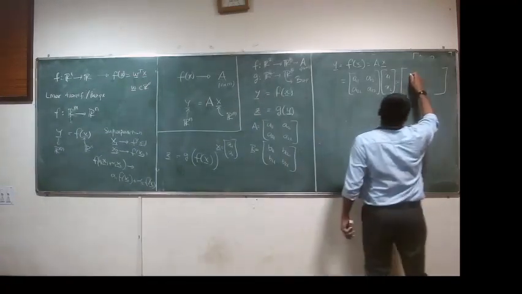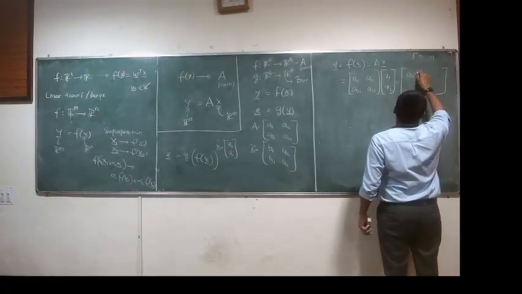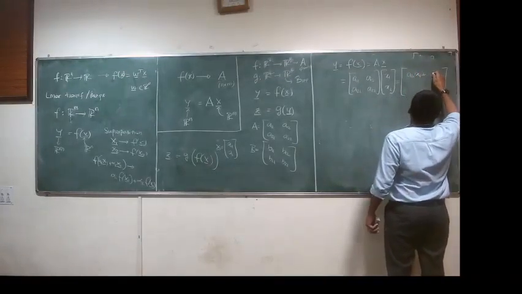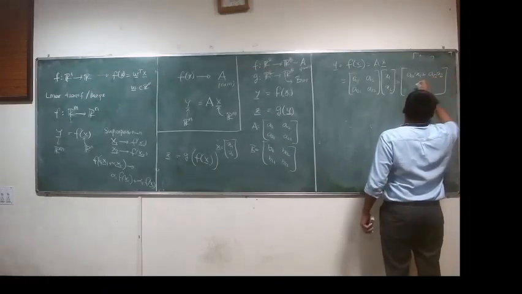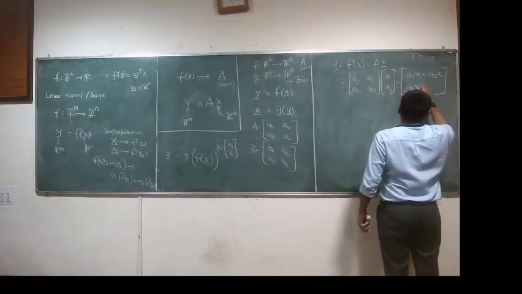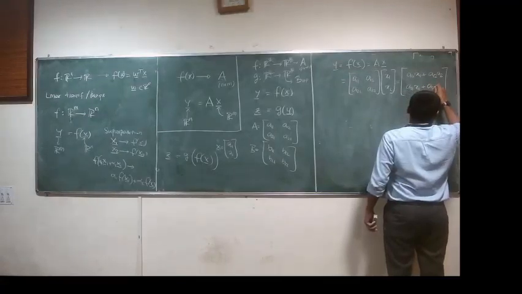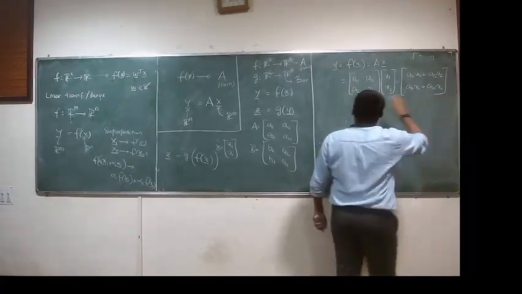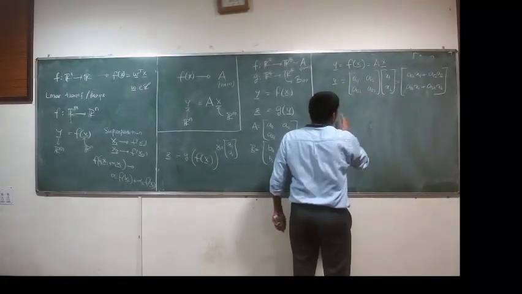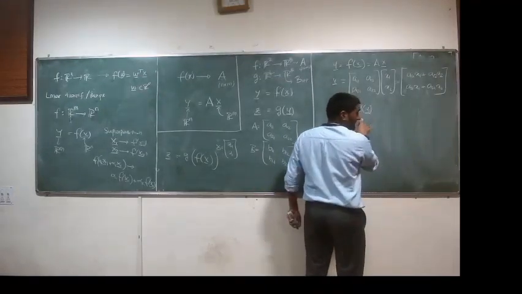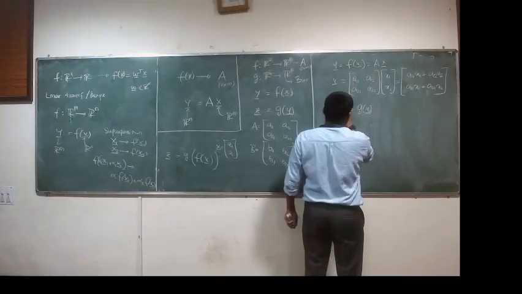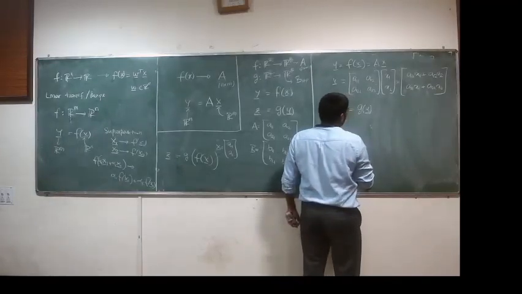Yes, okay. So this will be a11 x1 plus a12 x2 and a21 x1 plus a22 x2. Okay, that's my y. Now I take this y and then I pass it through my G. And what will this be? This gives me, let's say, some Z.